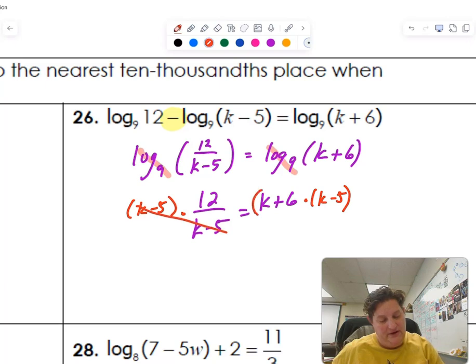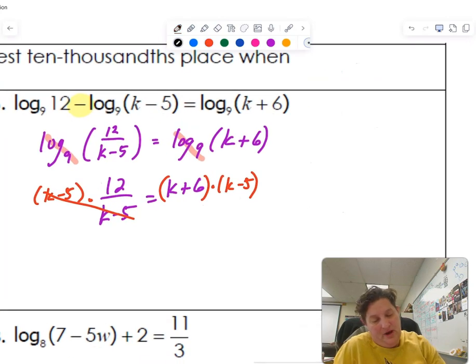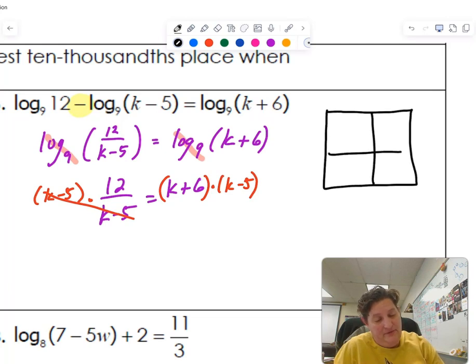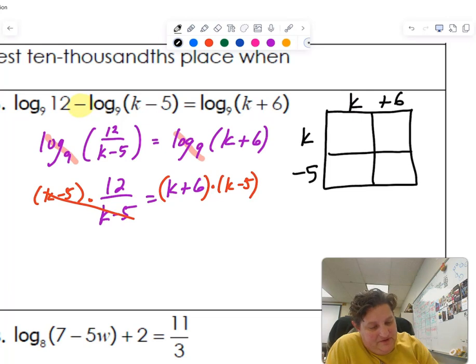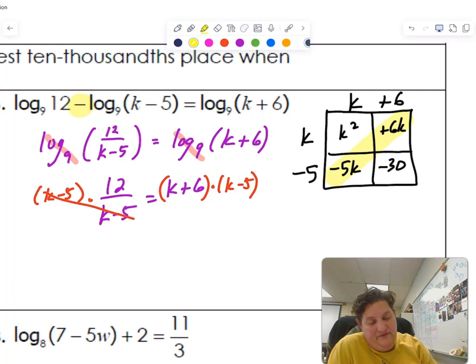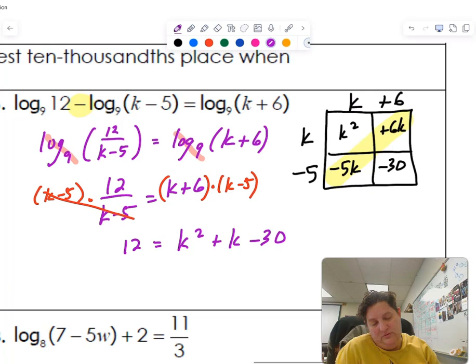Don't be too excited when I tell you that that means we get to make a box, right? Because anytime we multiply a binomial times another binomial, okay, we get to make the box. So this gives me k squared plus 6k minus 5k minus 30. And if I combine those together, I get k squared plus k minus 30. And that's going to equal 12.